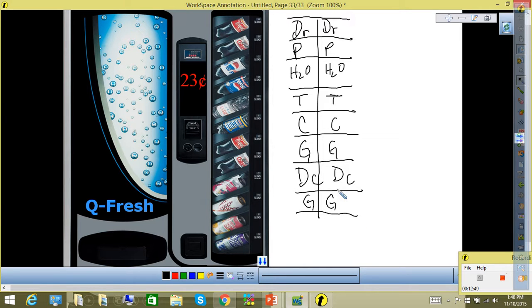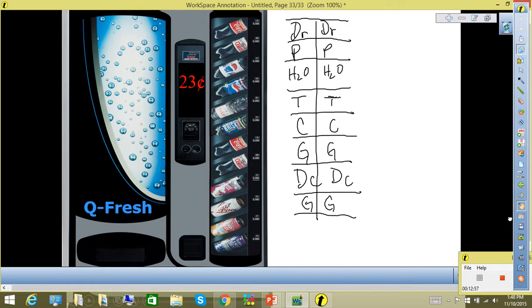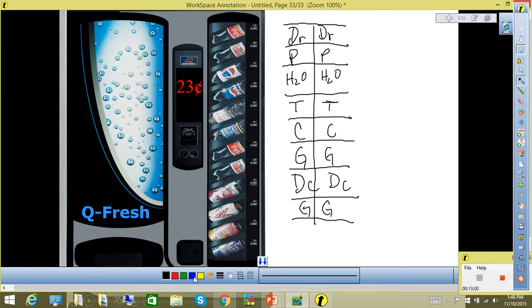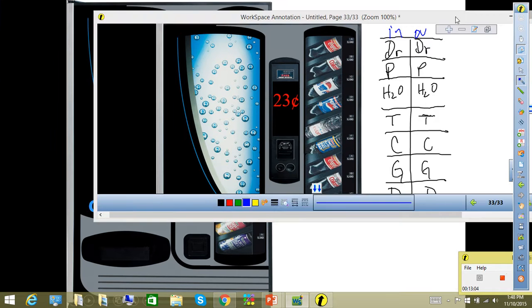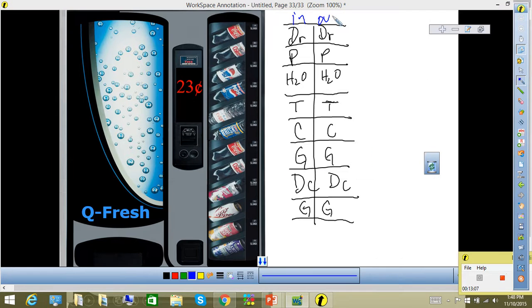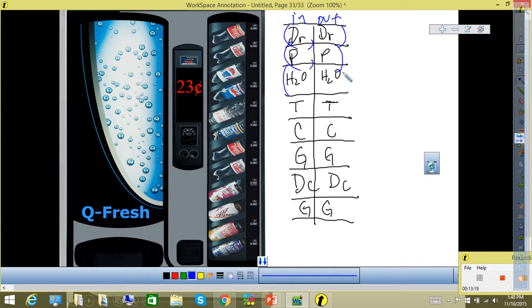Focus. What I just did right here, I actually did a relation. You're saying, what do you mean, Mr. Q? Watch. We have an input, and we had an output. And we can write these as ordered pairs. In, out. In and out. Do you guys see that? Each one of these makes an ordered pair. So it is a relation, right?